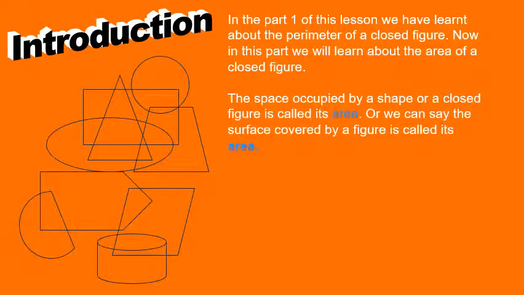So, first of all, what do we mean by area? Well, the space occupied by a shape or a closed figure is called its area. Or we can say the surface covered by a figure is called its area. Area is measured by small squares called unit squares.